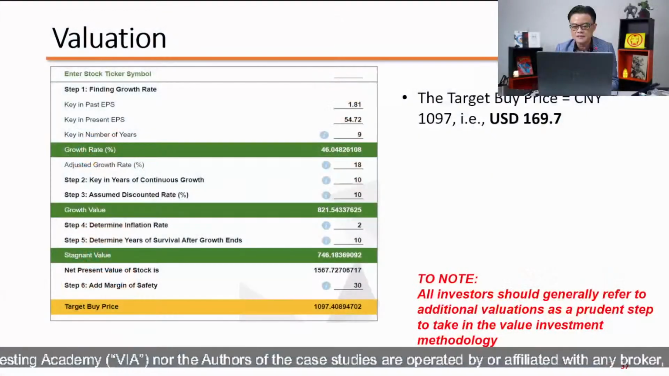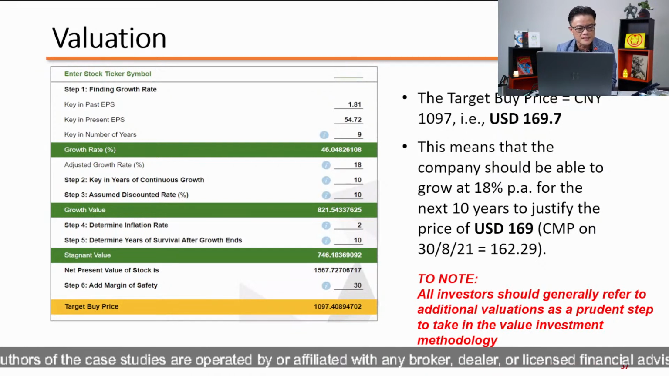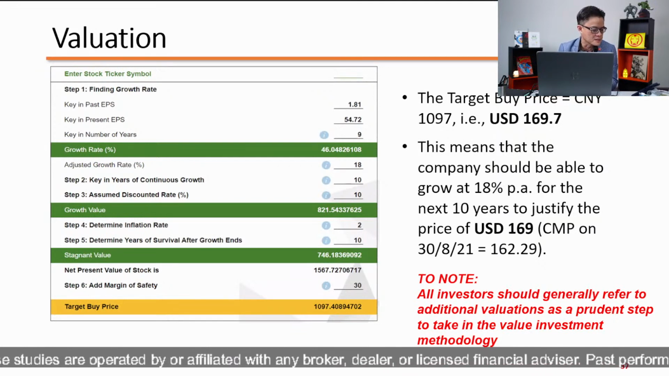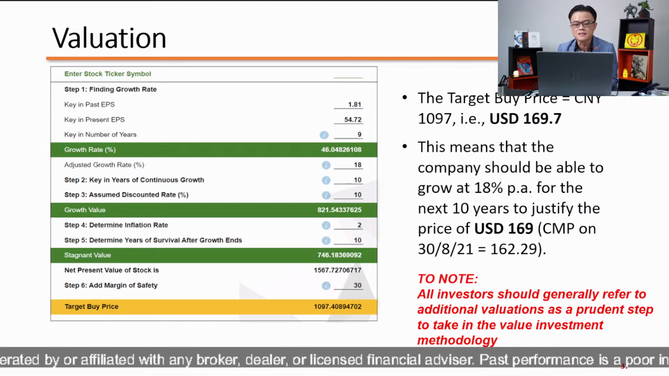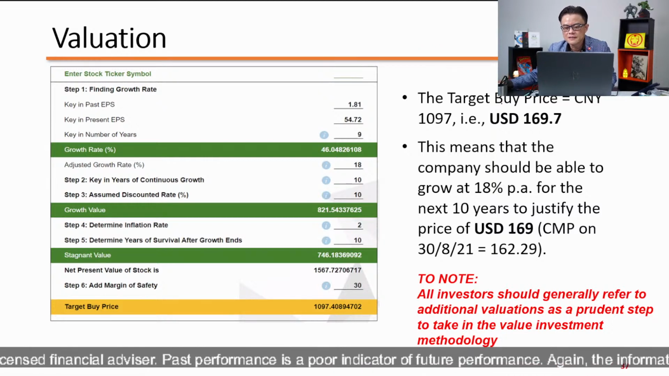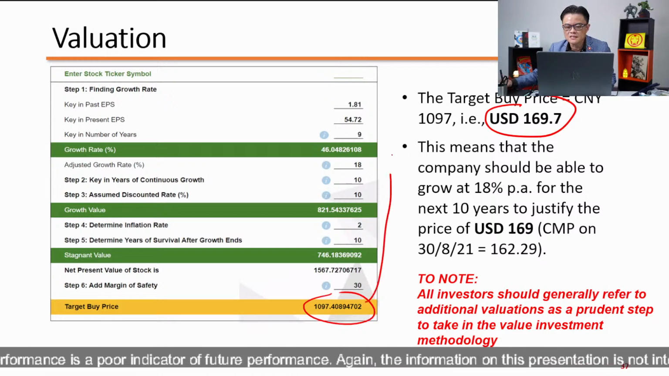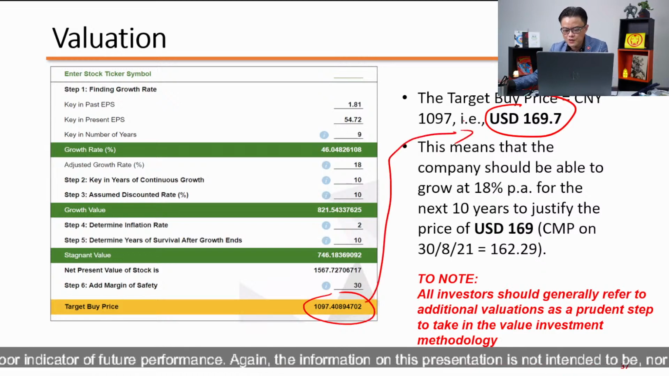If you look at some of the valuation methods that Reina has used, on the slide right now, the very first one is our discounted cash flow, which is earnings based. The intrinsic value goes up to 169, after conversion of the ringgit 1097 to US dollars. So that's the first valuation method.